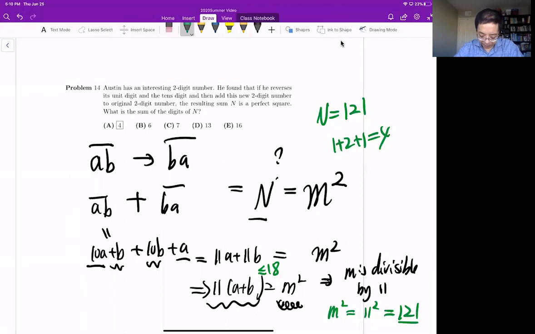The main point is we need to use some algebra. If you have a number and you reverse it and add them together, you can combine like terms and pull the 11 out, so it's a multiple of 11. Since 11 is a prime number, if it's a perfect square, the number has to be divisible by 11. Combining all this information together, we figure out n has to be 121, so the answer is 4.